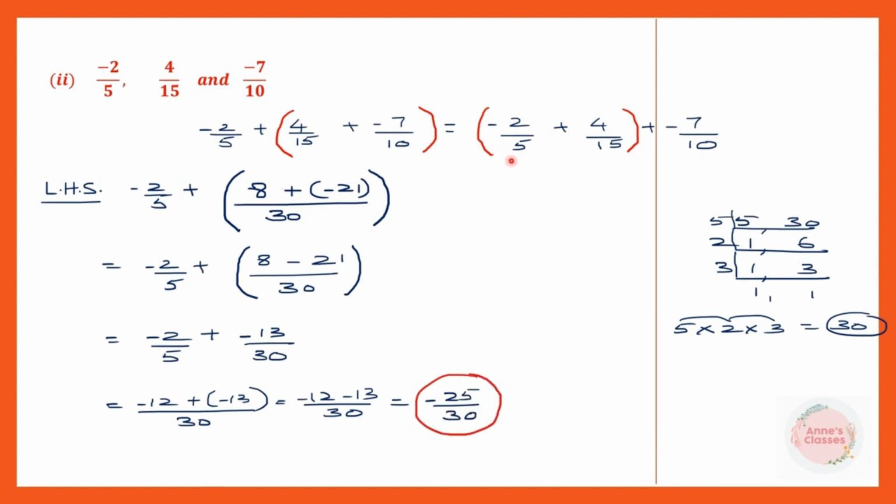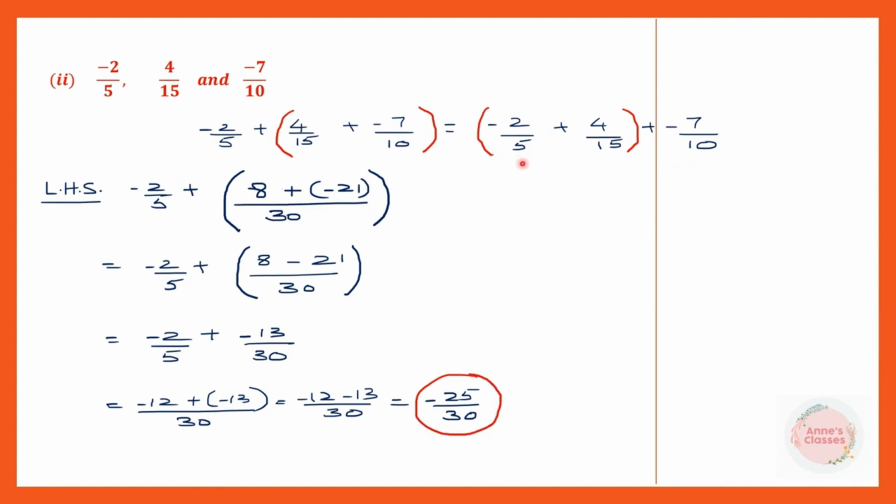Now we are going to work out the right hand side and see what answer we are getting. So this time remember the grouping is different. We have grouped the first and the second rational numbers. After adding this, we add the third rational number. So what we're working now is on the right hand side. So on the right hand side, we have these two numbers. So let's begin that. So to simplify this, the denominators are different. So we should find the LCM of 5 and 15. So let's do that. 5 and 15.